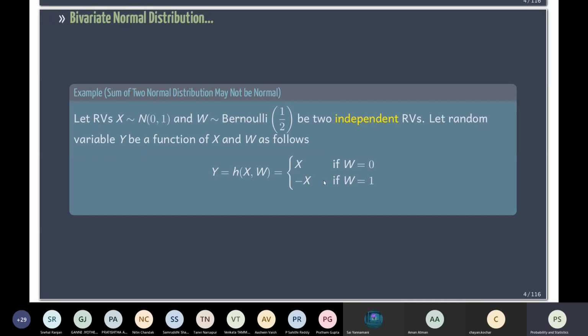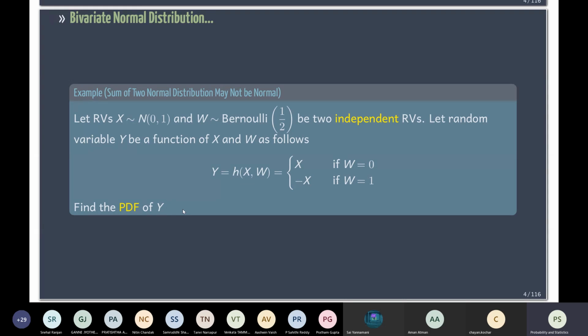Okay. Since the second one is Bernoulli, it has two possibilities, right? So it's 0 or 1. And for those values, we have defined Y in terms of X. So for those values of W, we have defined Y values, which is in terms of X. So the question is to find the PDF of the random variable Y, which is a function of X and W.